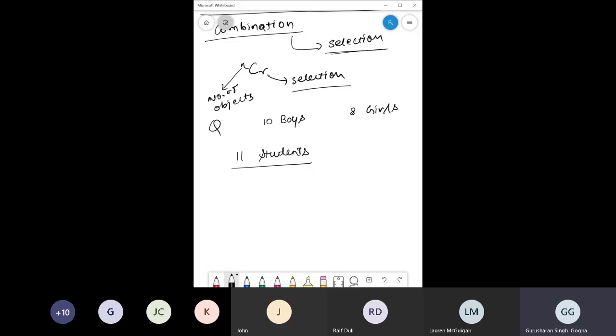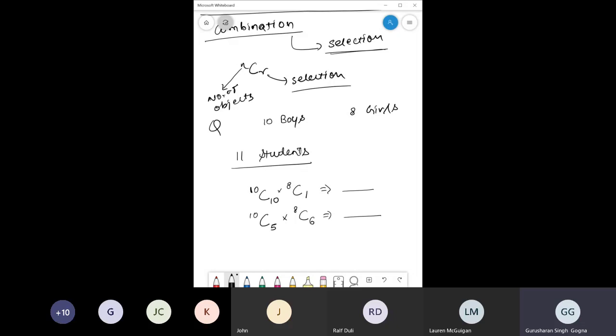So you can choose 10 students from 10 boys, let's say. And how many students are left? 1. So you can choose 1 girl out of 8, isn't it? So that will give you one answer. Okay. And you can also choose 5 students out of 10 boys, let's say, and you can choose 6 girls out of 8 girls. So that will give you the answer for that.